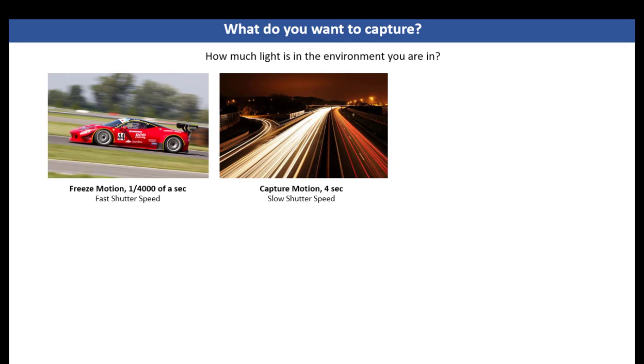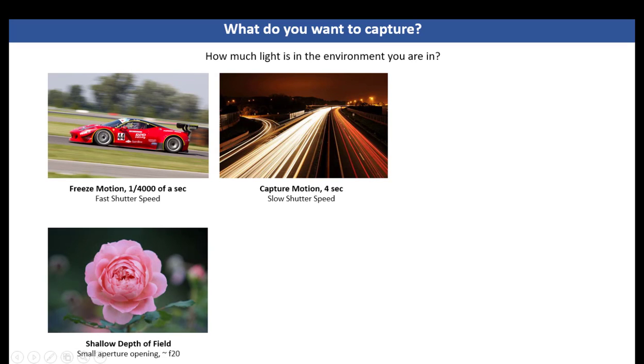On the other hand, you can choose to capture light from moving cars. To do this, you need to set the camera on a tripod and slow the shutter speed way down. You only want to capture the moving lights, not the cars. So high or fast shutter speeds freeze motion, and slow shutter speeds capture motion.